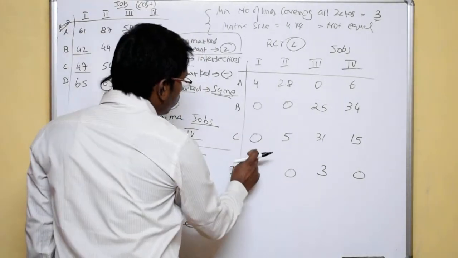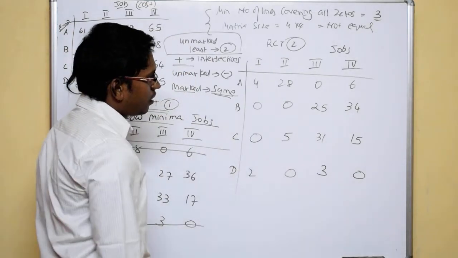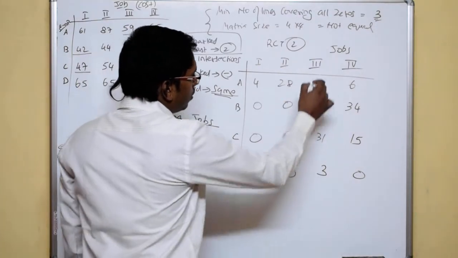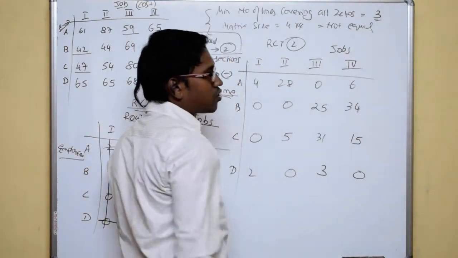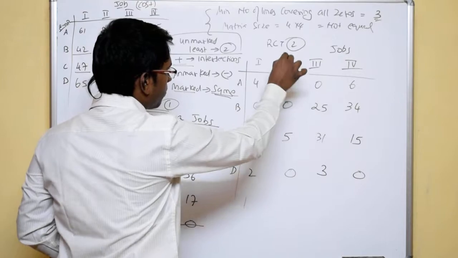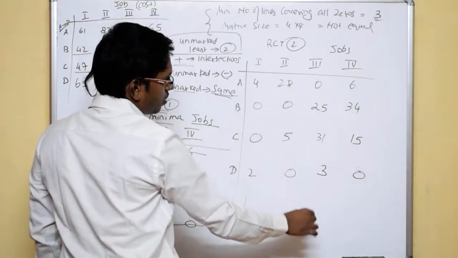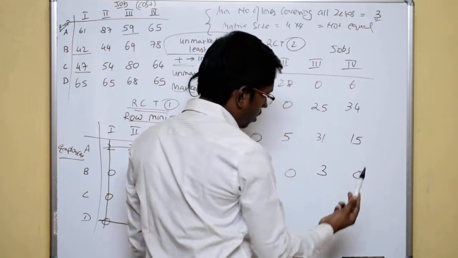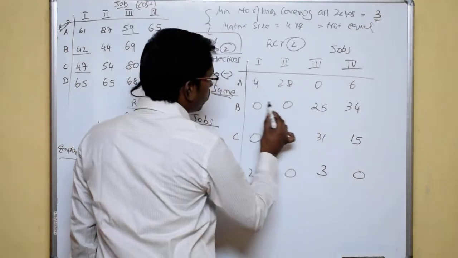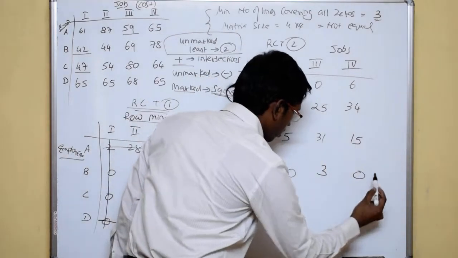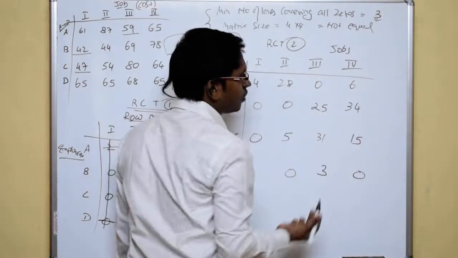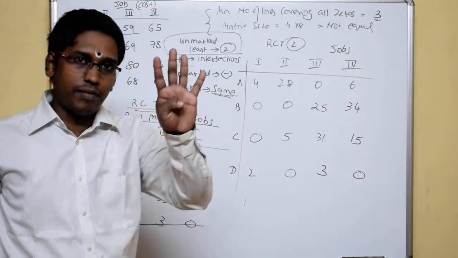The first column has got 2 zeros, so I can cut it like this. The second column has got 2 zeros, so I can cut the second column. There is 1 zero, there is 1 zero. So either I can cut all the 4 columns, covering 2 zeros, 2 zeros, 1 zero, 1 zero. Or else, if I cut this, covering 2 zeros, 2 zeros, 1 zero, 1 zero. In both cases, the number of lines remains 4.